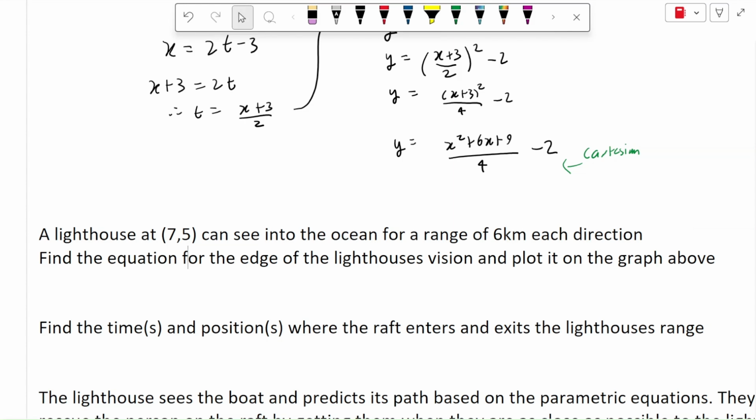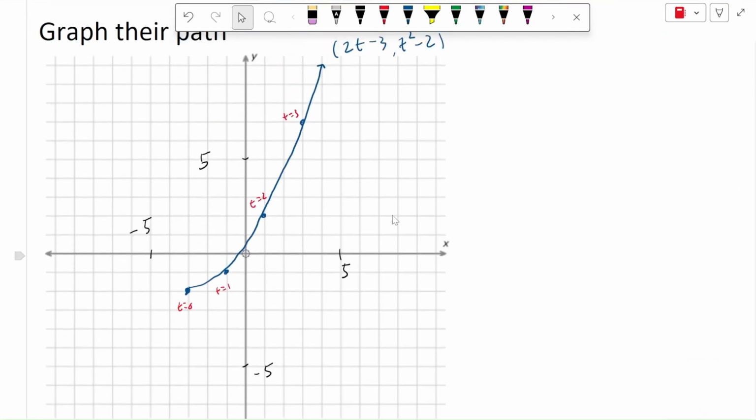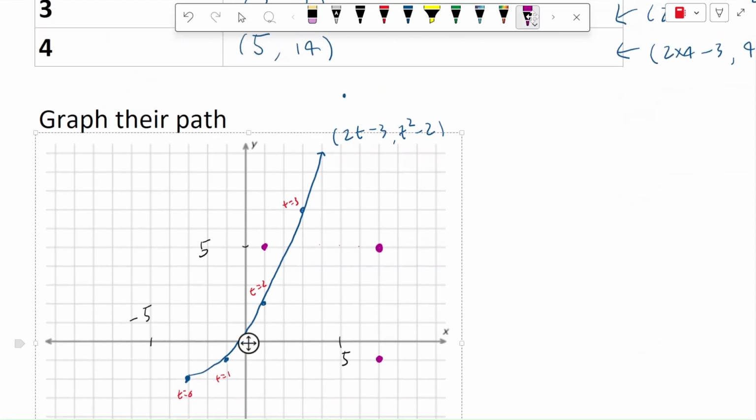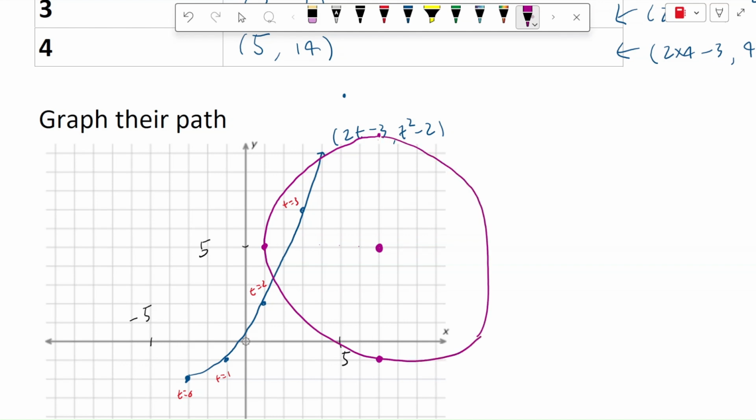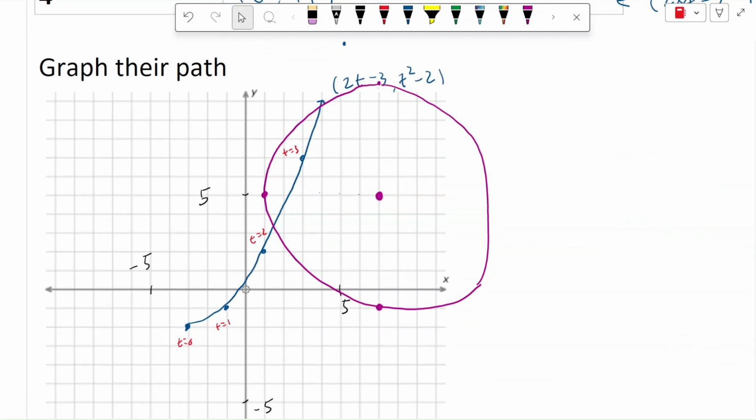So let's plot this lighthouse on our graph. The lighthouse is supposed to be at 7, 5, so we might just do it there. So 7 on the x, 5 on the y. And it's supposed to be able to see 6 kilometers each way. So that'll be the bottom dot of the lighthouse. It'll see in a circle shape. 1, 2, 3, 4, 5, 6. So there's the left dot, and then our top dot would be up there. And we can draw around where this lighthouse is going to be able to see. So it'll see in this circle-y shape here. Imagine that was a perfect circle.